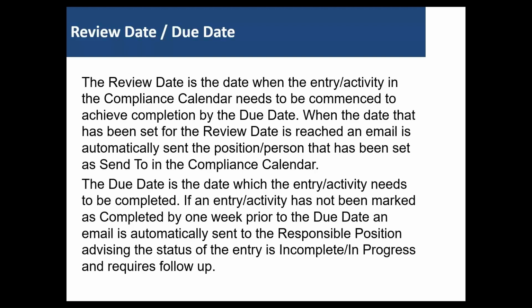When the date that has been set for the review date is reached, an email is automatically sent to the position or person that has been set as Send To in the compliance calendar. The due date is the date which the entry or activity needs to be completed. If an entry or activity has not been marked as completed by 1 week prior to the due date, an email is automatically sent to the responsible person advising the status of the entry is incomplete or in progress and requires follow-up.